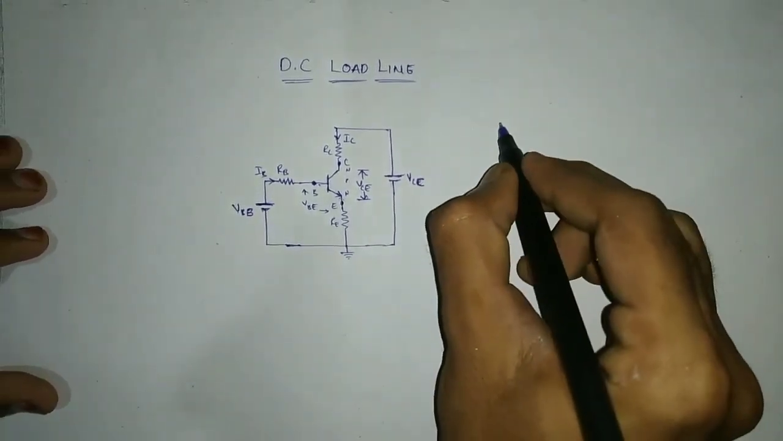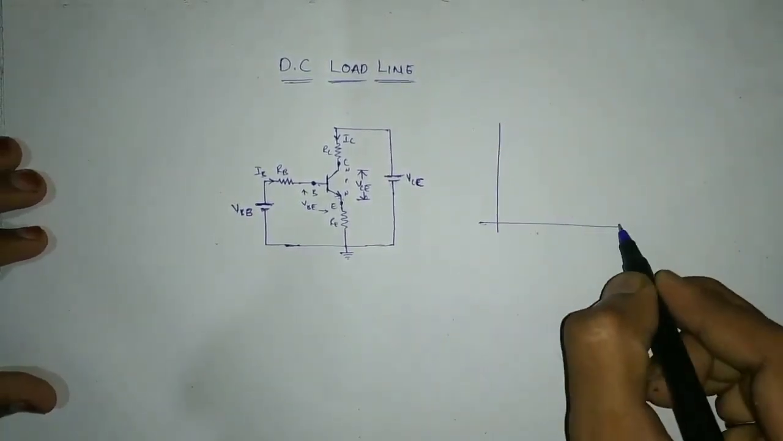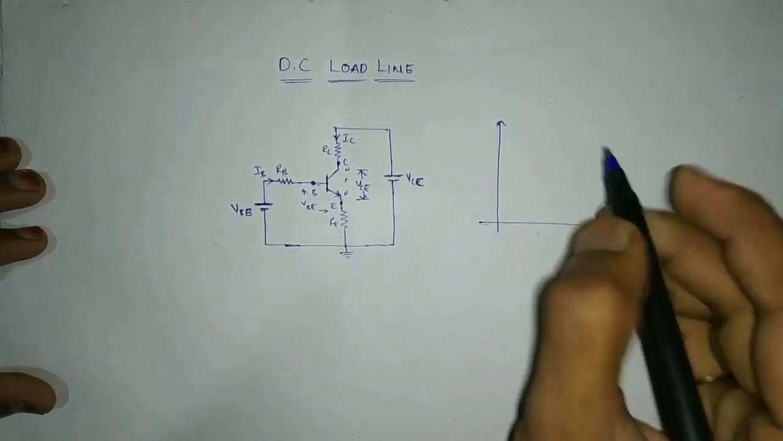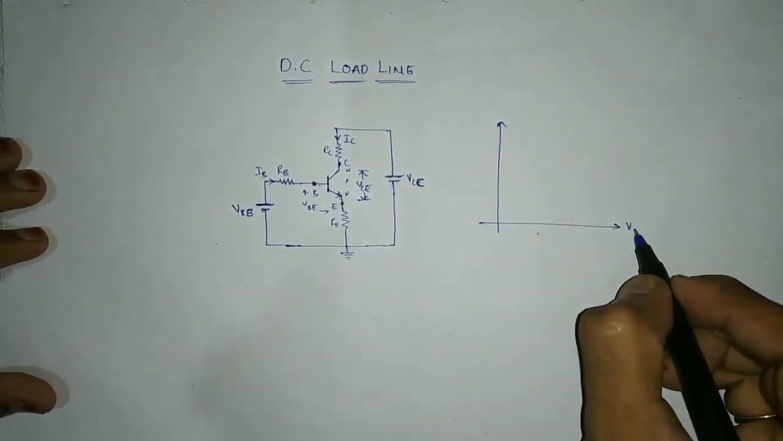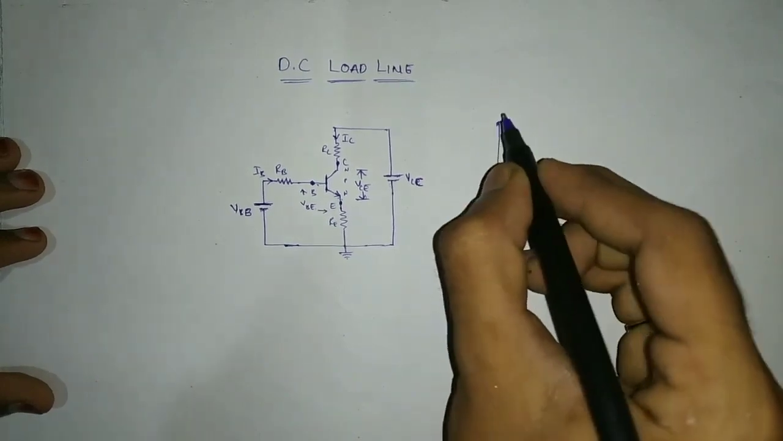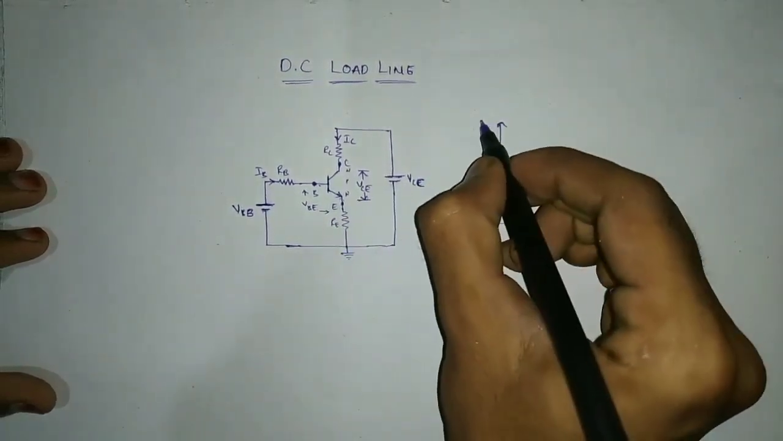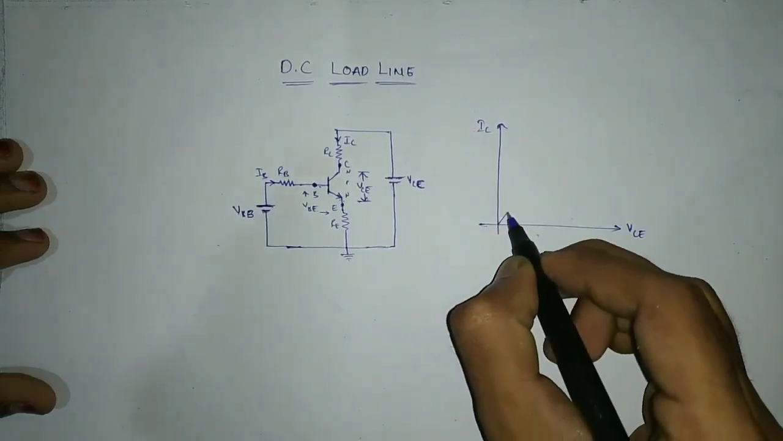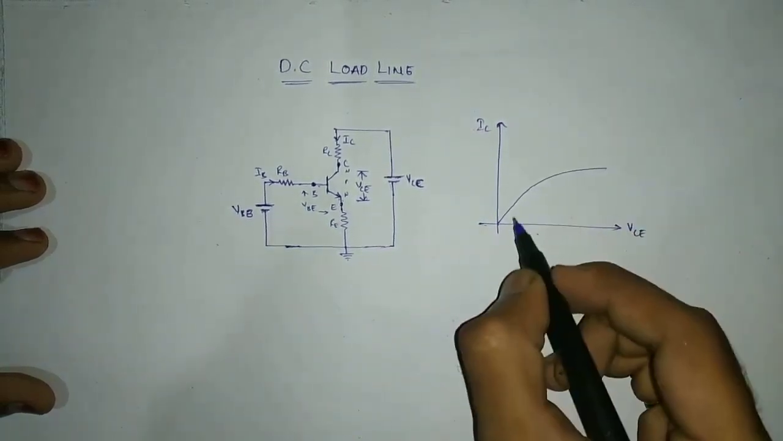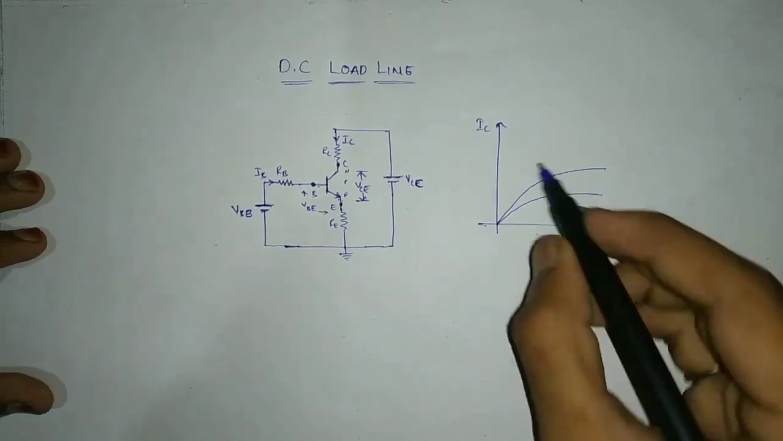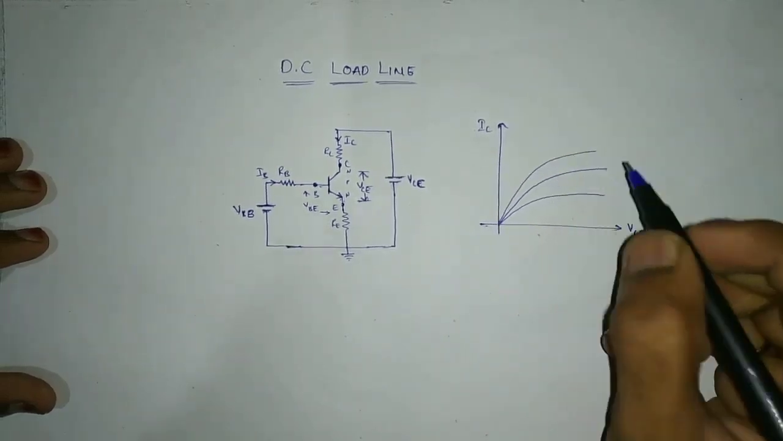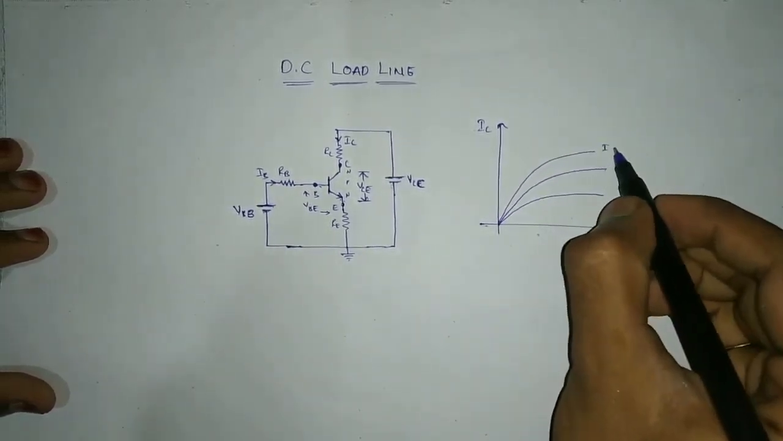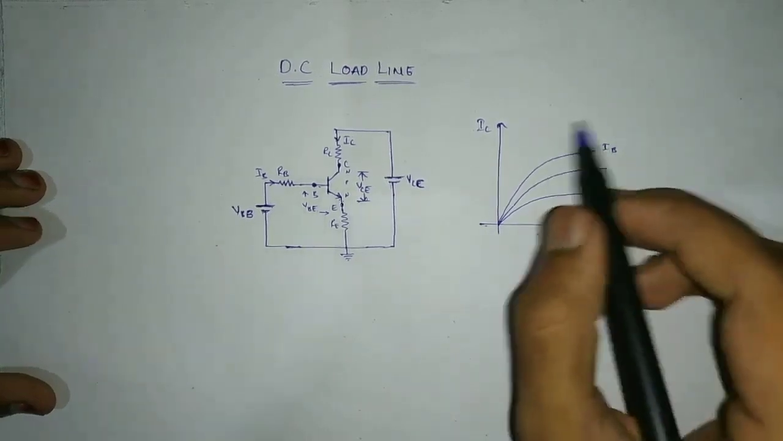So let us assume the output characteristics of a transistor. This is VCE, that is the output voltage VCE, and IC, that is the output current, and the output characteristics will look like these curves, at the constant input current, that is IB.